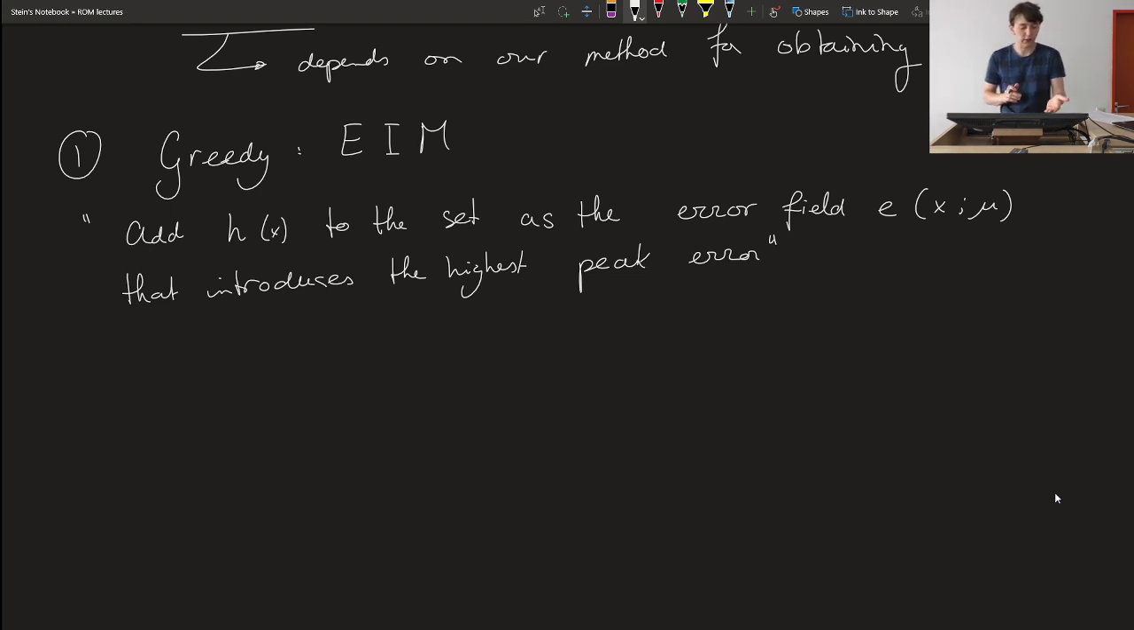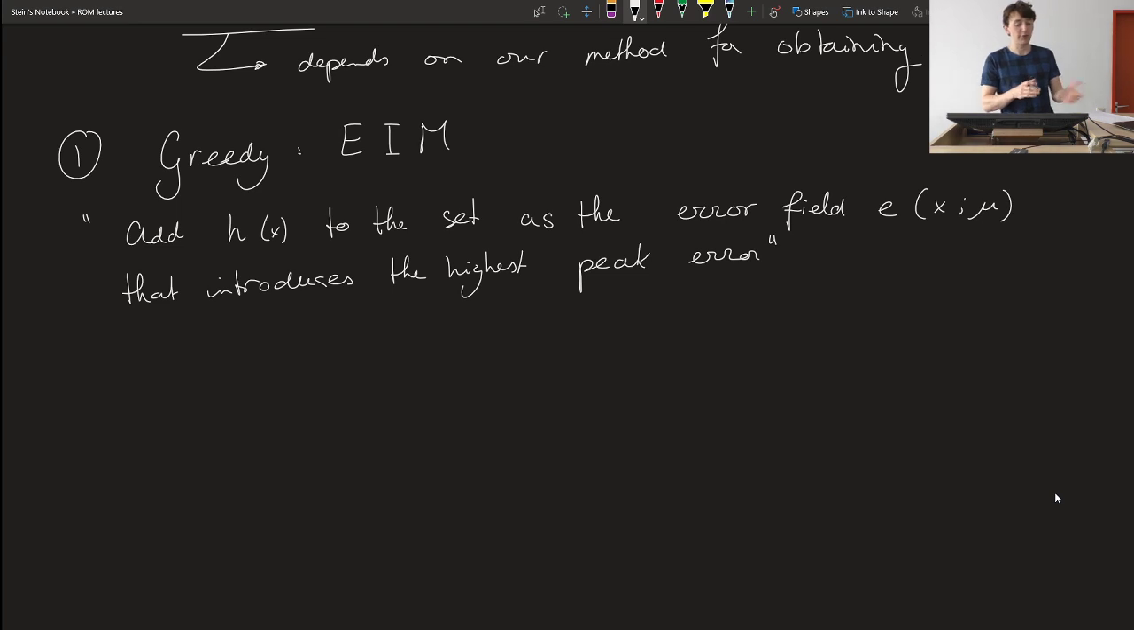It is iterative because we're going to add hx step by step. And it is a local optimization process because it's trying to add precisely that function that introduces the highest peak error, with respect to the previous knowledge. At any new function that we might add, we have our previous functions, and this error field is the result if we would use our interpolation strategy with the previous basis. Suppose that we have four bases, four functions h, then I would add the fifth one by looking at all points in my parameter space, going over all these mu's.